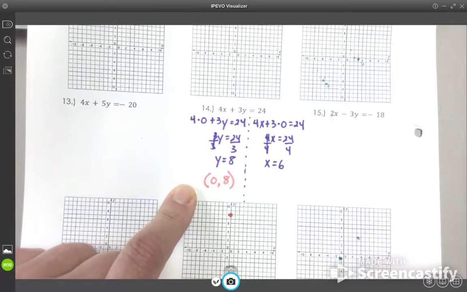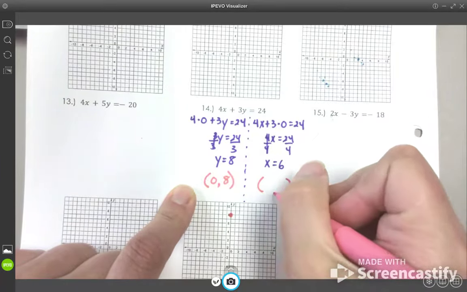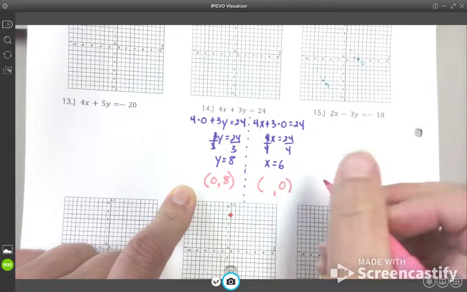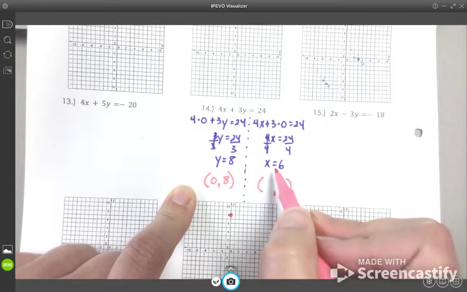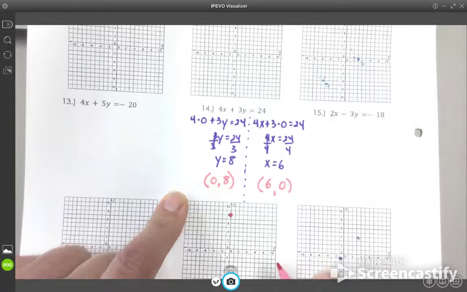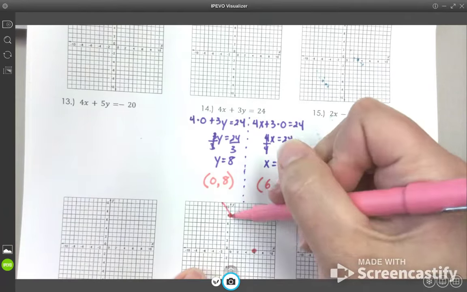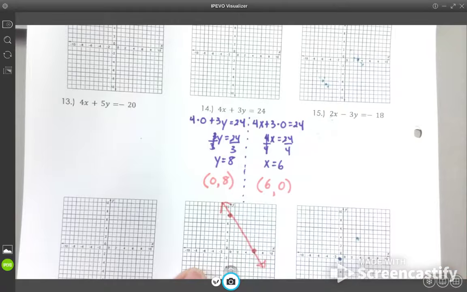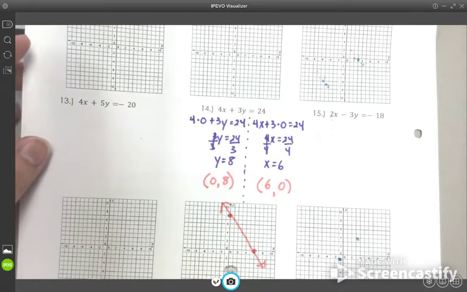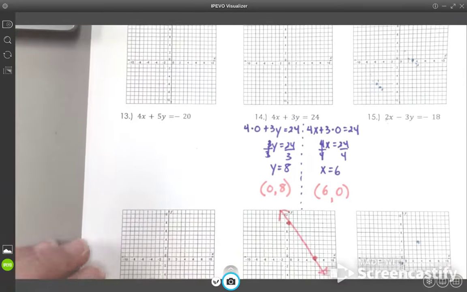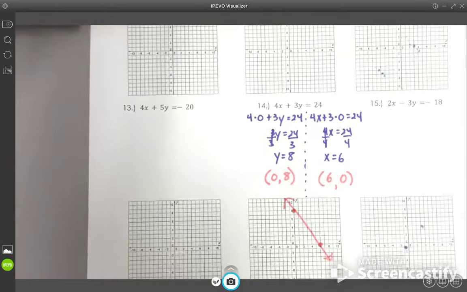6. And again, what just happened was we plugged in 0 for the y. When we solved for x, it gave us 6. So over 6 up 0 is the x-intercept. So I found my y-intercept, I found my x-intercept. I have a little sketch of that linear equation. Questions so far?